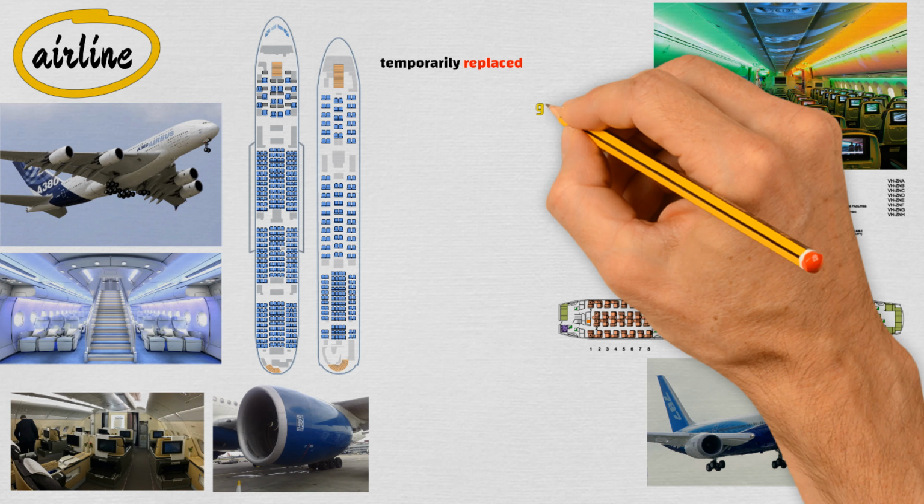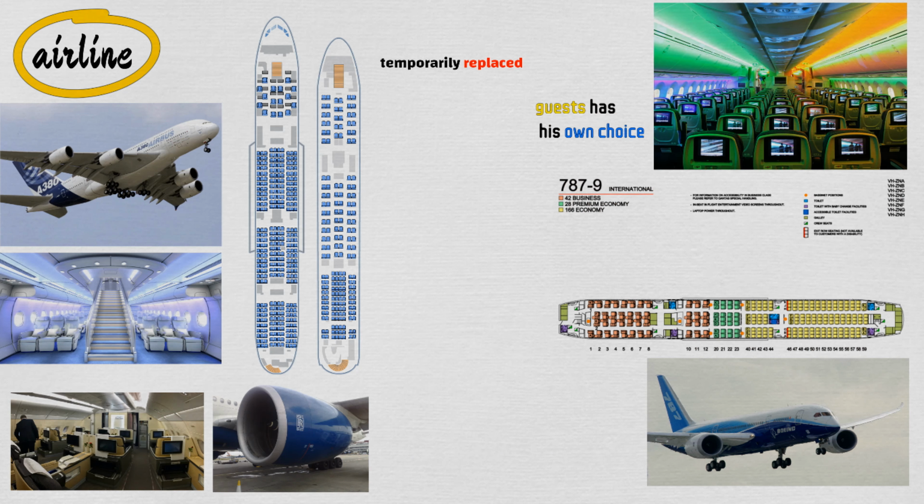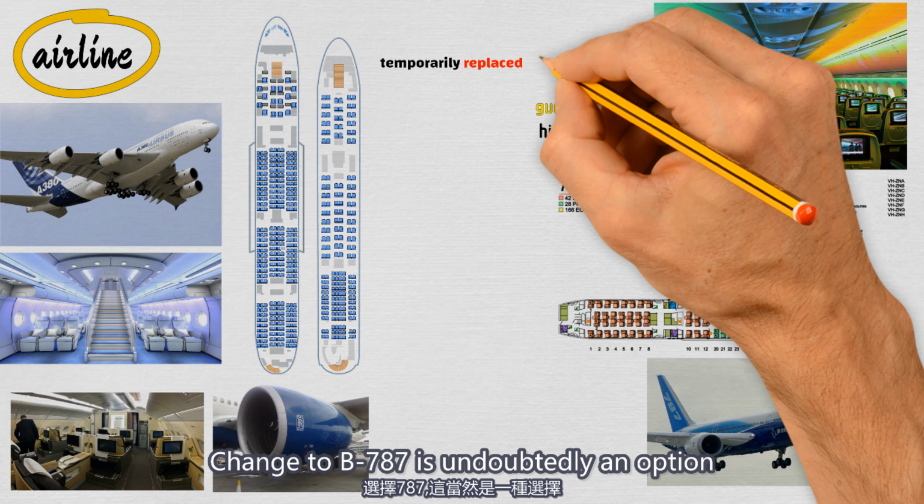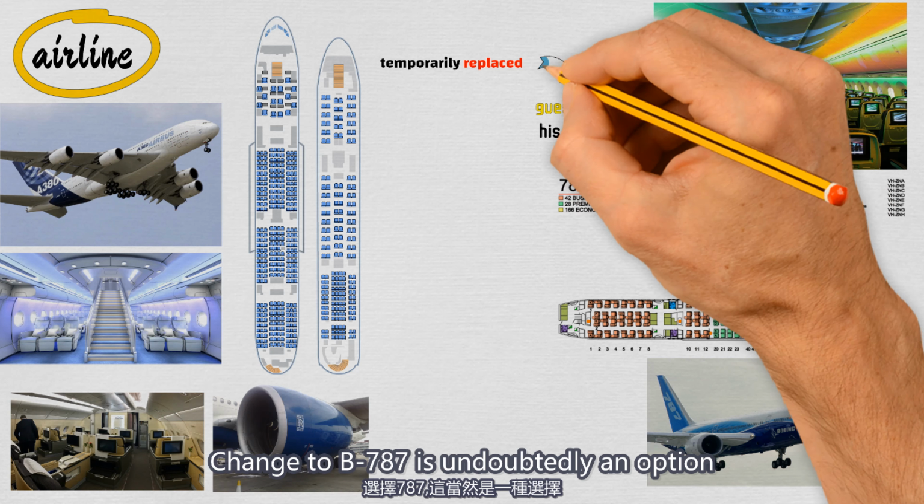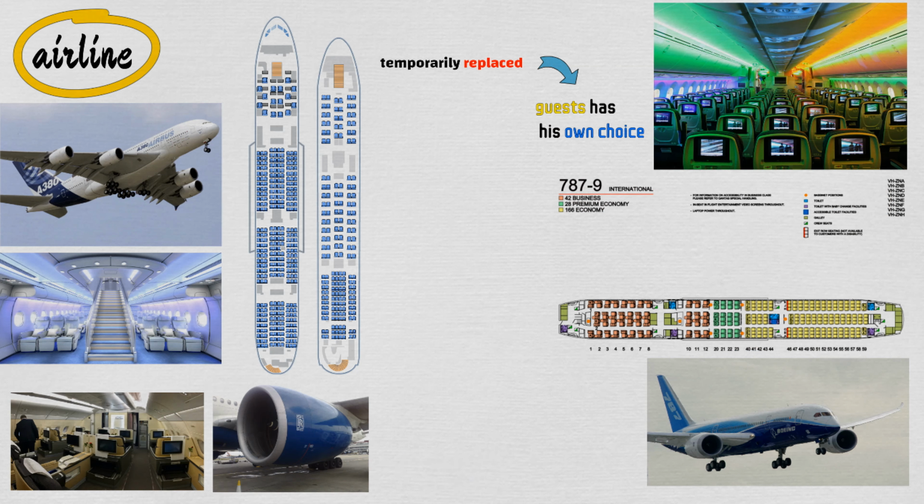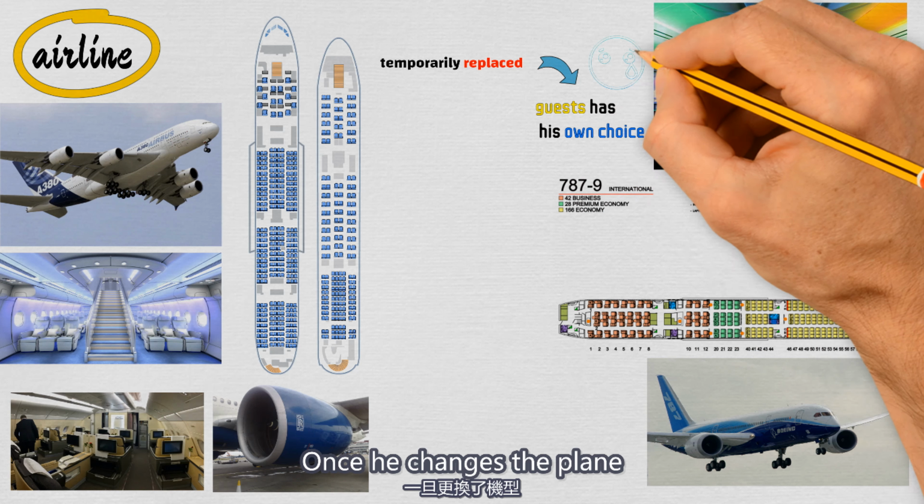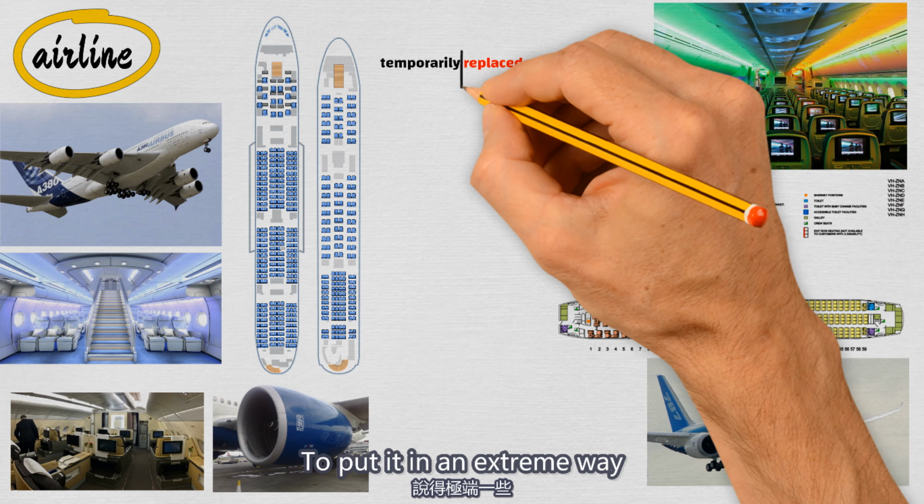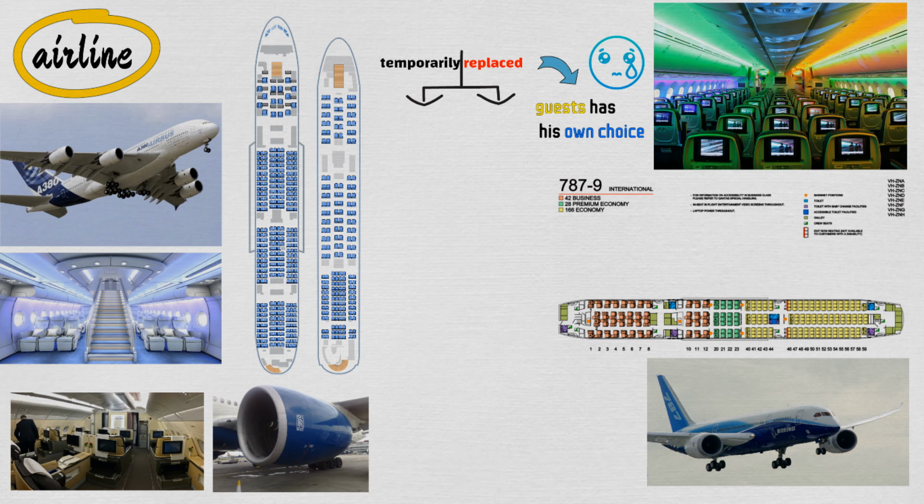Since he's the guest, he has his own choice. It's the mechanical fault of the A380. Changing to the B787 is undoubtedly an option, but the guest always comes for the A380, just like me. Once he changes the plane, he may be disappointed. To put it in an extreme way, do you think this will happen?